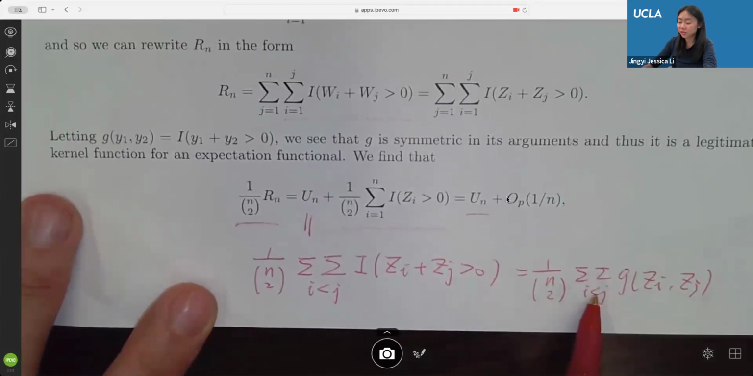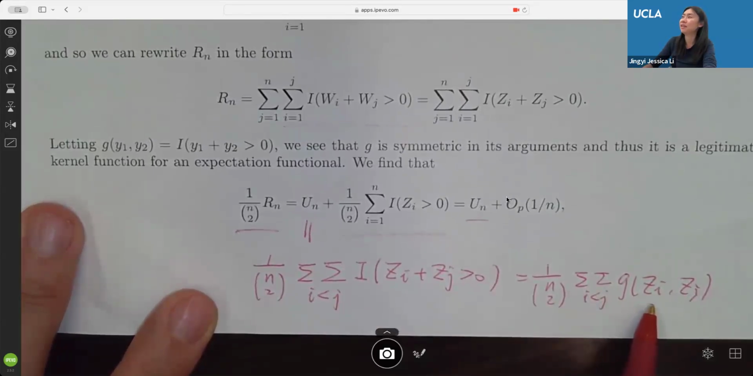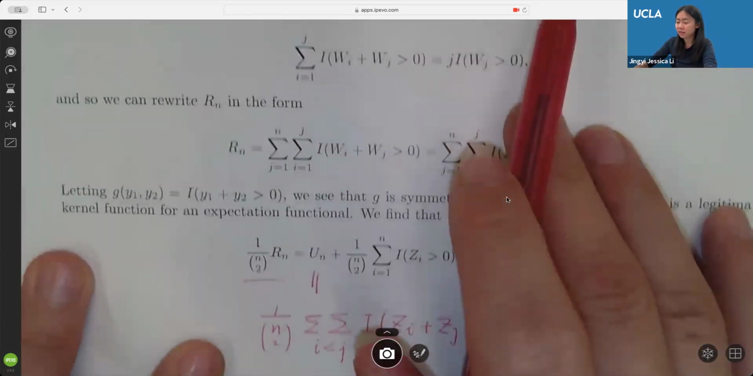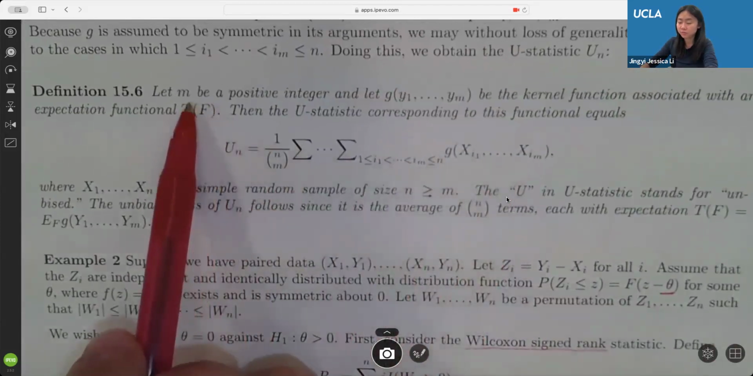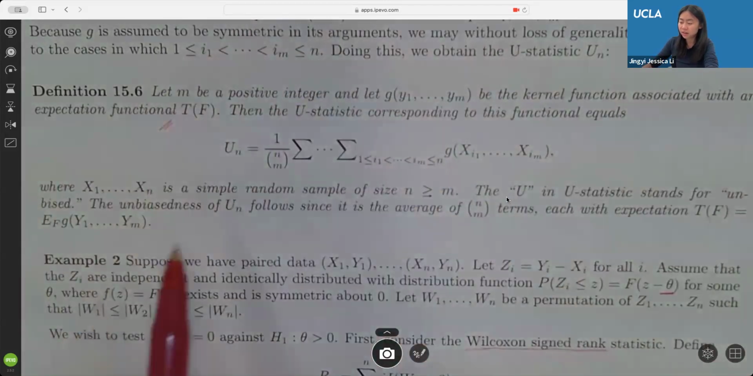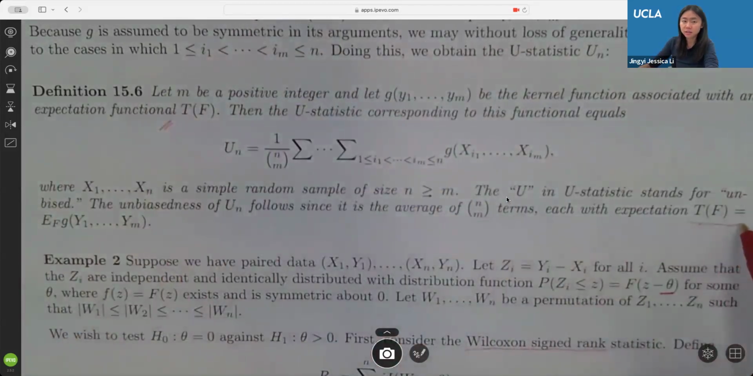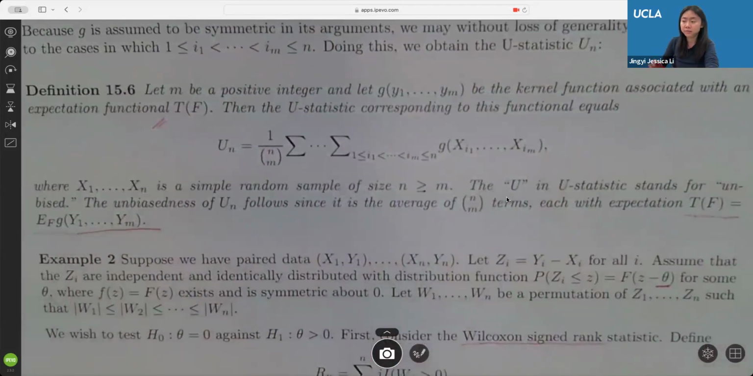Okay. And Zi, Zj are just my sample, basically. And what does this estimate? You see, this is the U statistic. It estimates the corresponding TF, which is written as, oh, it's here. I don't have to write it. It's written as TF being the expectation of G of Y1 to Ym. So let me just zoom.